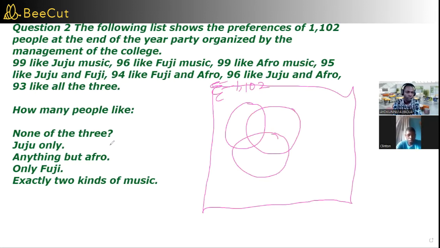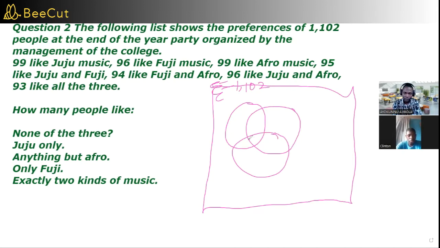Now, the first question says none of the 3. Well, this is the region of none of the 3, the empty space here. And the next one says Juju only. This one says anything but Afro, that likes all others but doesn't like Afro. And this one says exactly 2 kinds of music.